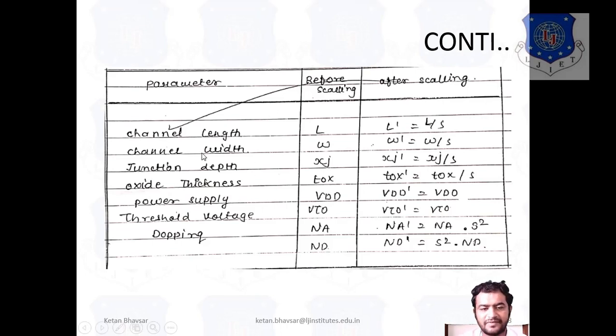We have to consider the channel length L, channel width W, junction depth XJ, oxide thickness TOX, supply voltage VDD, threshold voltage VTO, and doping densities Na and Nd. We have to keep this concept and content in mind when we talk about current and voltage characteristics.